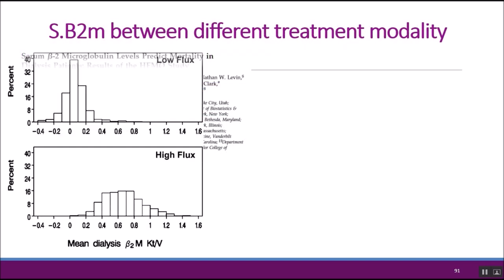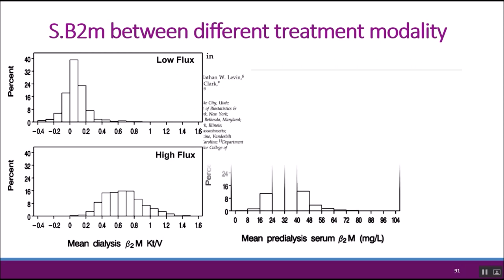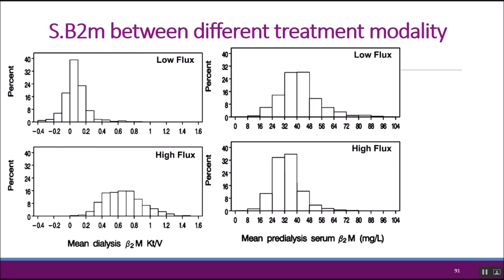But still removed effectively by high flux dialysis. However, the pre-dialysis level of low flux versus high flux is comparable, meaning that beta 2 microglobulin increases after the session of hemodialysis back again exactly like urea and creatinine, so it could not be explained solely by removal rate.